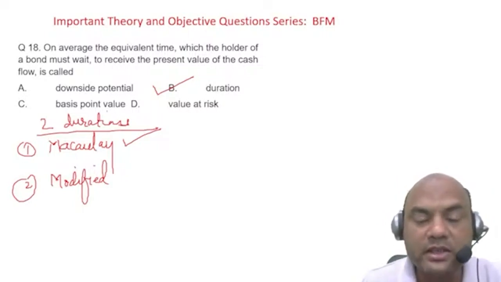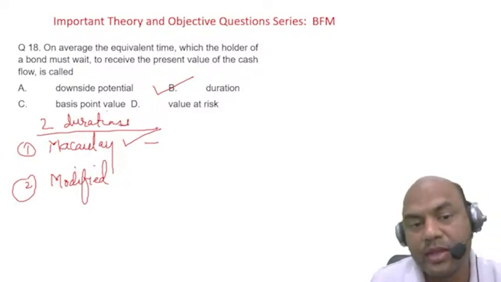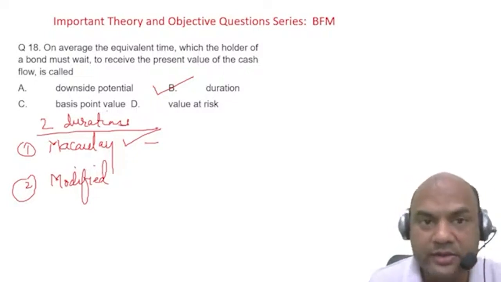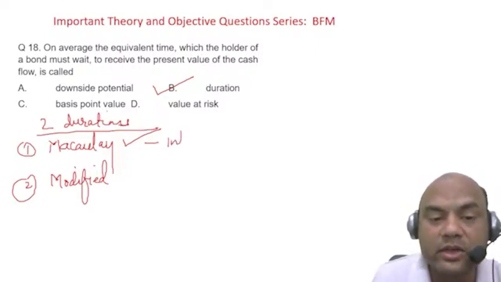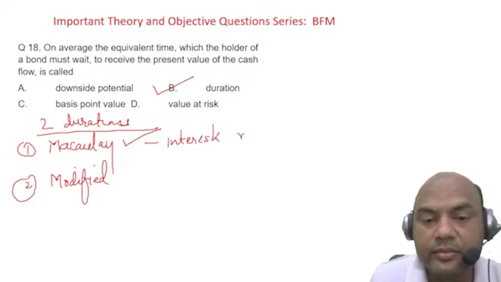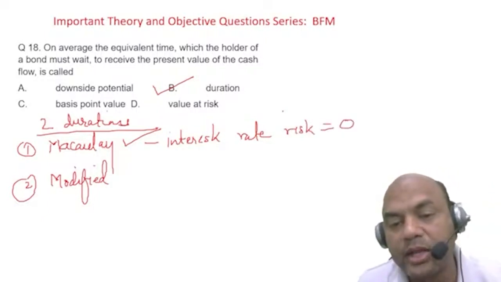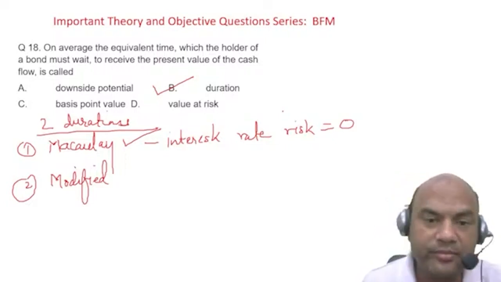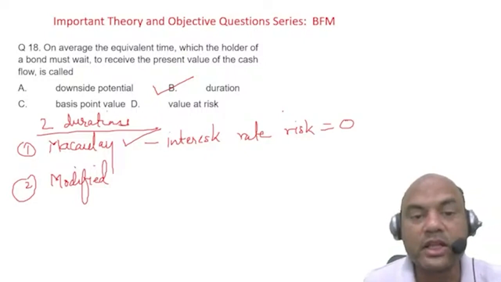What is Macaulay duration? Macaulay duration is a duration in the life of that bond in which the interest rate risk is zeroized. Interest rate risk equals 0. This is a main point about Macaulay duration. Interest rate risk is 0 in this. So this is known as duration. Remaining all things are totally different.